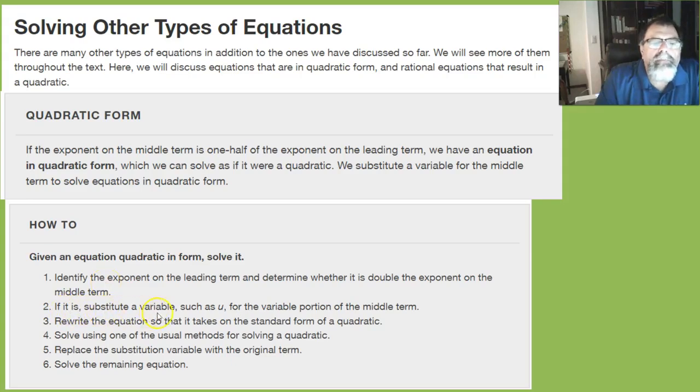So if it is, substitute a variable such as u for the variable portion of the middle term. Then you're going to rewrite the equation so it takes the standard form of a quadratic. Solve using one of the usual methods, right? All the different techniques we use for basically either factoring or quadratic formula. And then replace the substitution variable with the original term because you want to solve the original question. And then solve the remaining equation.